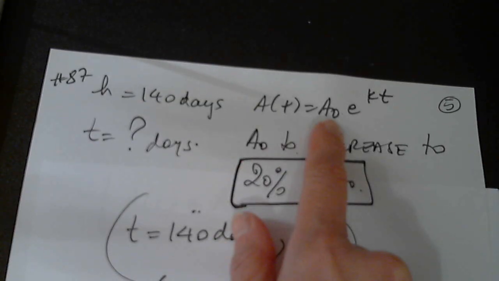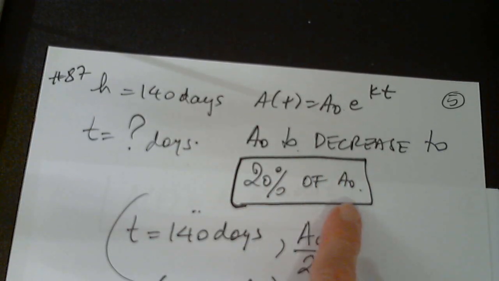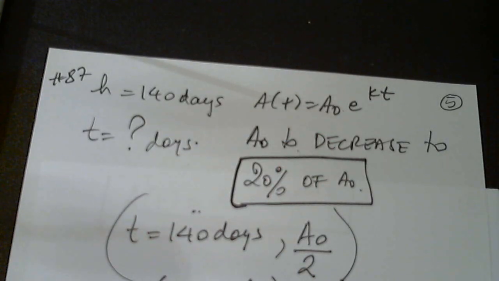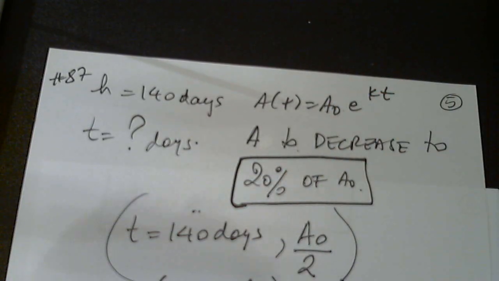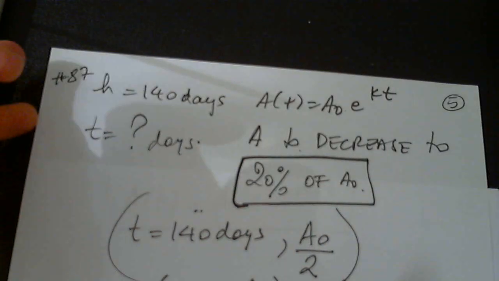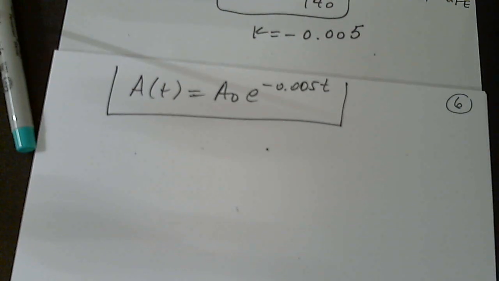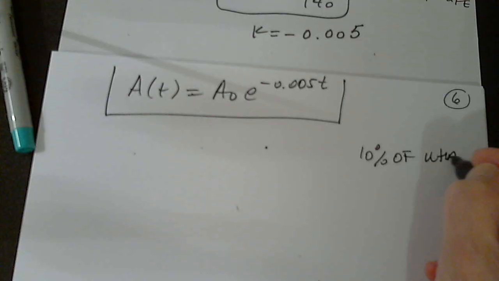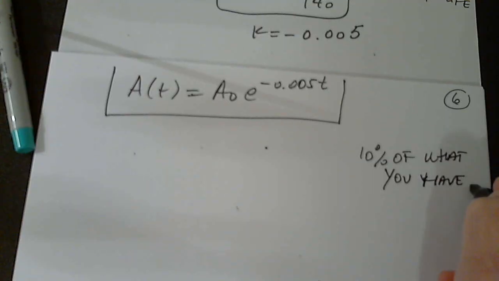Now, A of t decreases to 20% of A0. So maybe I should just say here A, not A0. So A decreases to 20% of A0. When we say 20% of A0, what do we really mean? Which operation? If I tell you I have in my pocket 10% of the amount you have in yours, what does it mean?